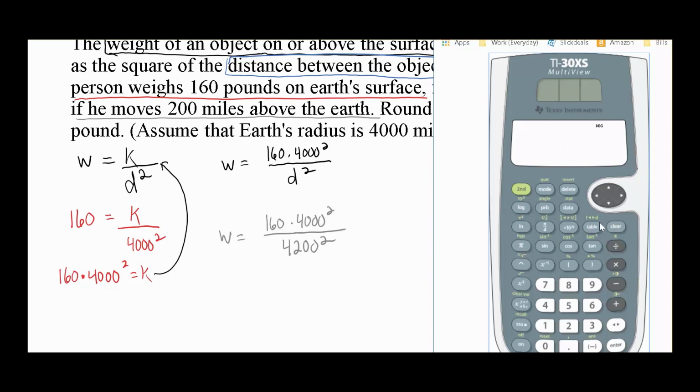Now a nice trick is if you do have the 30XS MultiView calculators, we can just hit the fraction button and type it in exactly as it appears. 160 times 4,000 squared. And then we just arrow down to the bottom for 4,200 squared. We hit enter and we get this crazy number that we don't really care about. But right above enter are these two arrows. Hit that, and that'll convert this into a normal value of about 145 pounds.